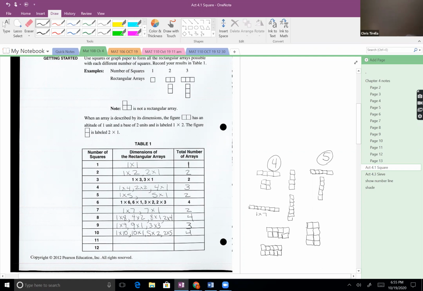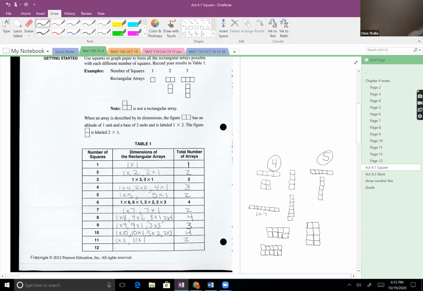How about 11? Isn't there just 2, the 1 by 11 and the 11 by 1? Yep. Okay.